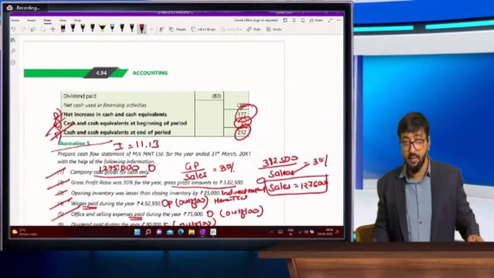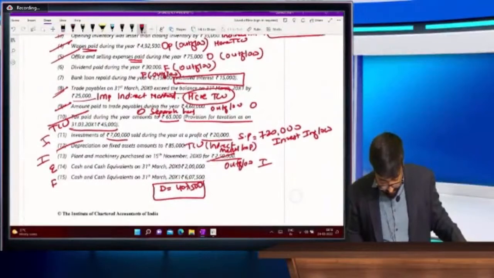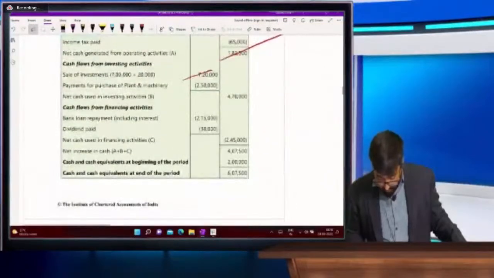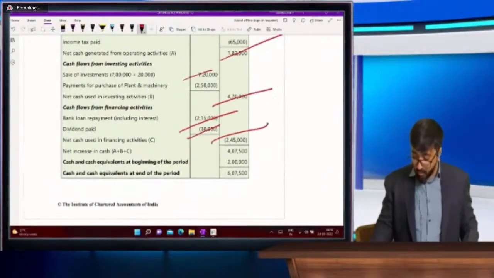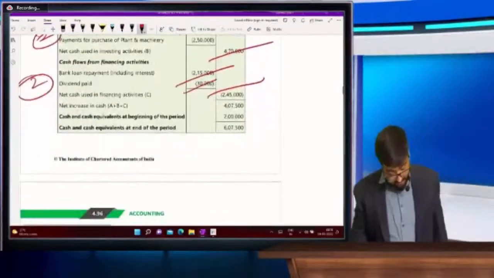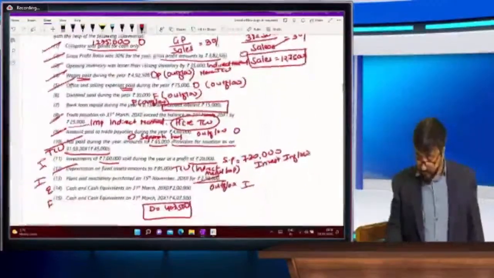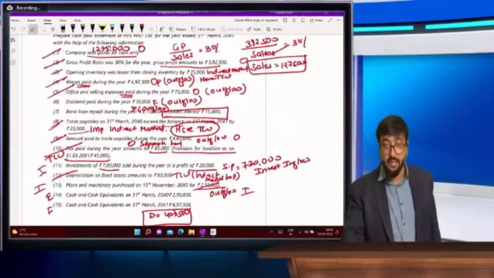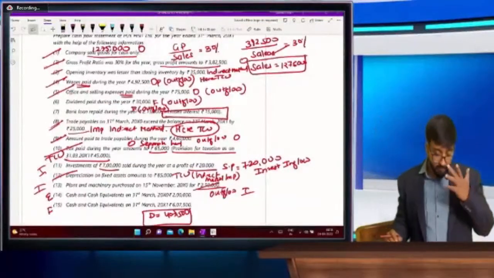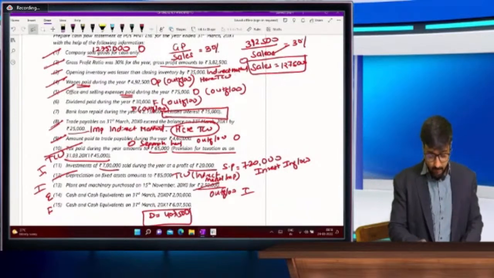11 and 13. And what about financing, dividend paid and bank loan paid? 30,000 and 2,15,000. 30,000 and 2,15,000, 245. Two items of investing and two items of financing. Yes, easy. You want to take a screenshot of any point? 5 number easy. Yes beta.